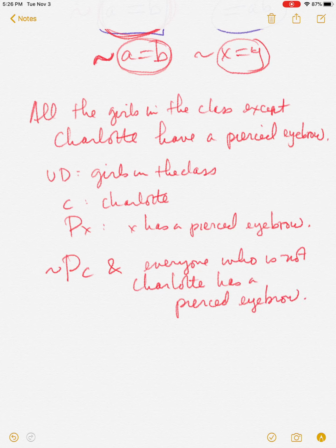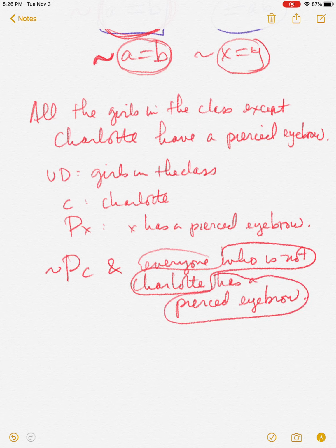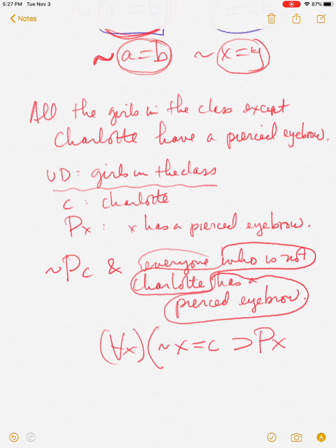It's going to be an A-ish kind of sentence, right? Everybody who is not Charlotte, right? It's going to be an A-ish kind of sentence. That's what I just circled as the antecedent condition. And then this is the consequent position. So that's going to be for all X. And remember, our universe of discourse is girls in the class. So given any girl in the class who's different from Charlotte, it's not the case that X is identical with Charlotte, then that girl has a pierced eyebrow.